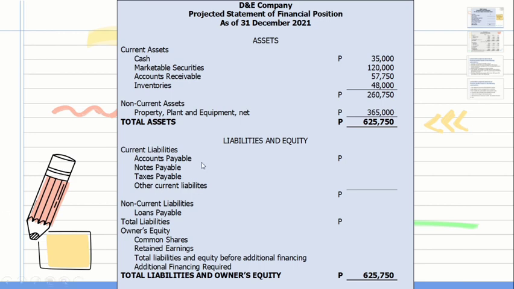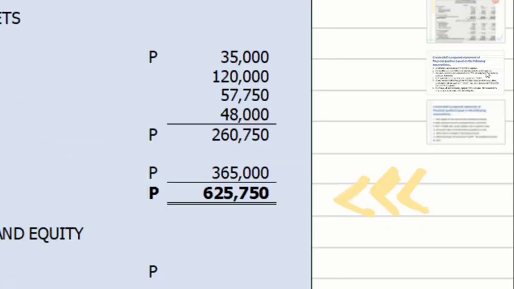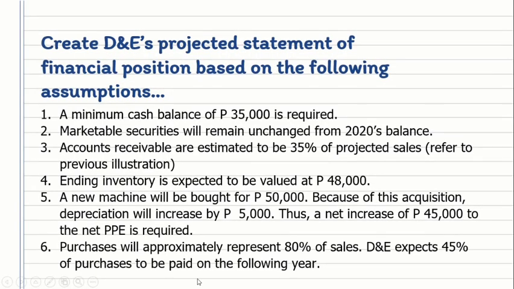Now, we want to know pila ang atong liabilities. So, going back to our assumptions, number 6, purchases will approximately represent 80% of sales. DNE expects 45% of purchases to be paid on the following year. So, 80% kuno of our sales, our purchases will represent 80% of our sales. Unya, sa 80%, ang 45% ana will be paid next year. So, ang 55% is gi-paid na siya karon nga year.